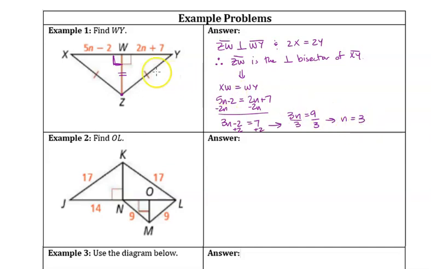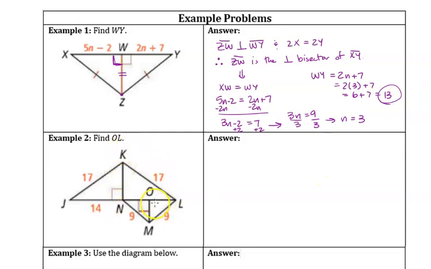Of course, we're not done because it actually asks us to find how long it is from W to Y. WY, it says, is 2 times n plus 7. So now we know that's 2 times 3 plus 7, which is 6 plus 7, or 13. So there's our answer for the distance from W to Y.